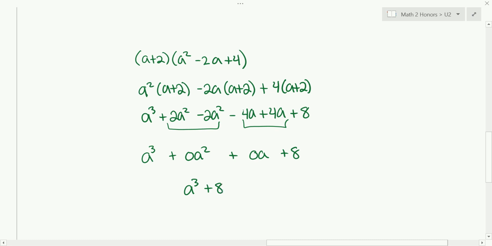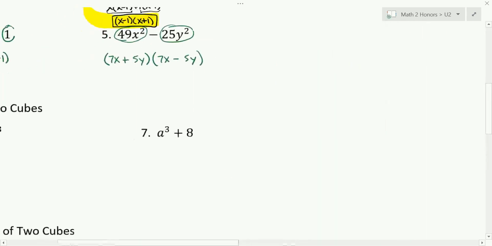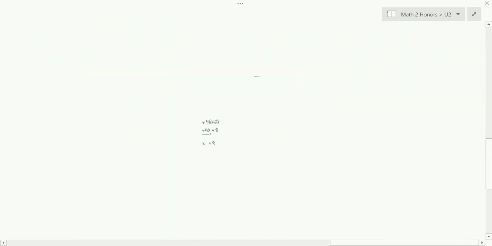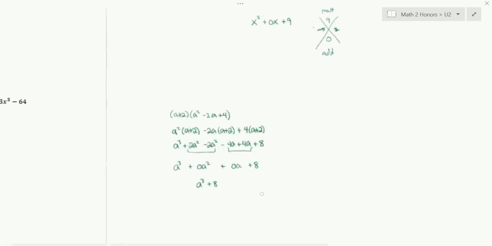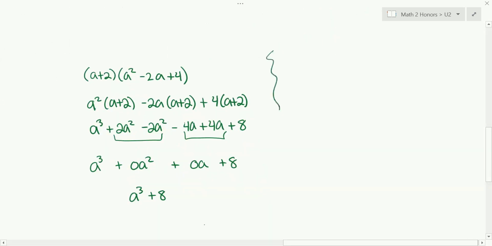Okay, so if you did your multiplication right with the minus 2a instead of the positive 2a, you would get a to the third plus 8, which is what we're studying, a sum of two perfect cubes. And actually, it's related to what number? Number 7, right? Okay. Where did I put that? There we are.